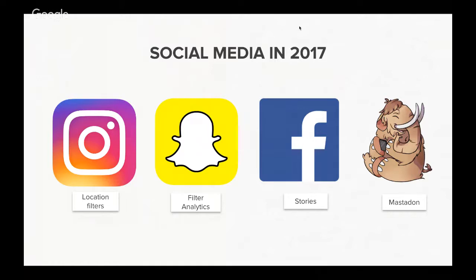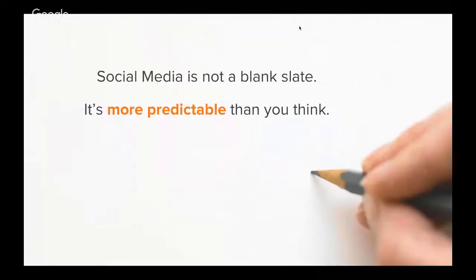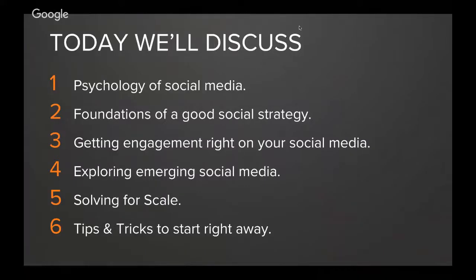But the good news is, as quickly as social media changes, it's not entirely a blank slate. It's actually more predictable than you think. And we'll talk a little bit today about how to actually think about social media and roll with some of these changes. So we'll get right into the agenda, things that we're going to talk about today: a little bit about the psychology and the landscape of social media, foundations of a good strategy. We're going to talk about getting the engagement piece right on social media, and why that's important, exploring some emerging social media, solving for scale, and then tips to get started the right way on social.